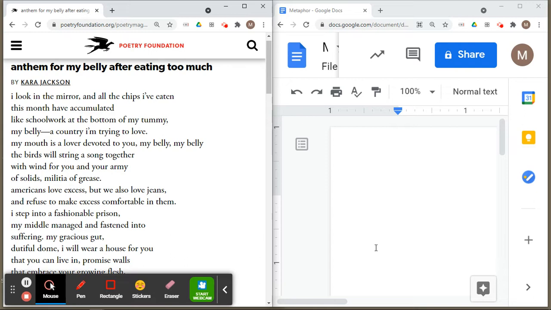We are going to be focused on writing a paragraph on metaphors. So, if metaphors are something that you struggle with or need help figuring out how to write a paragraph with a poem, this is it.